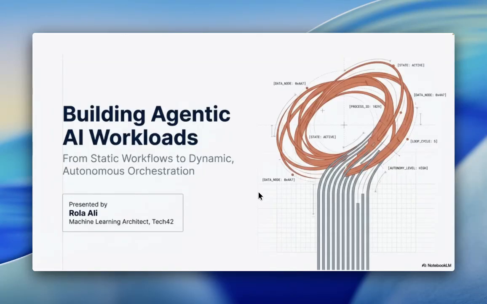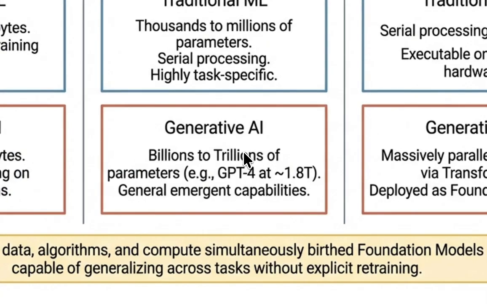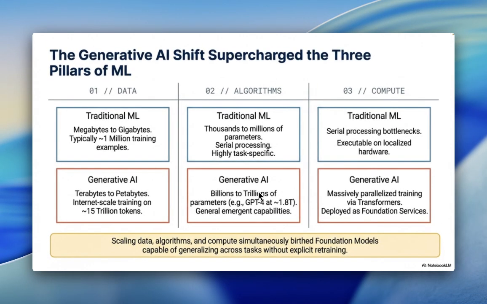So in this, I'm going to talk about building agentic AI workflows, from static workflows to dynamic autonomous orchestration. So let's talk about what generative AI supercharges: the three pillars of ML. Data.